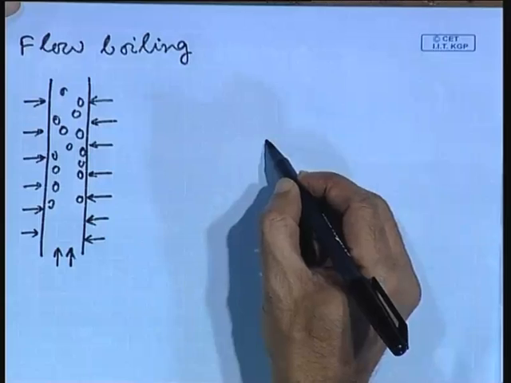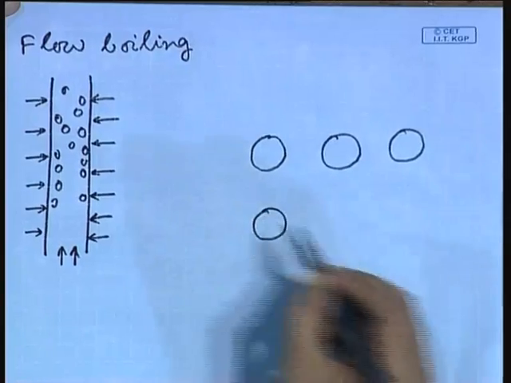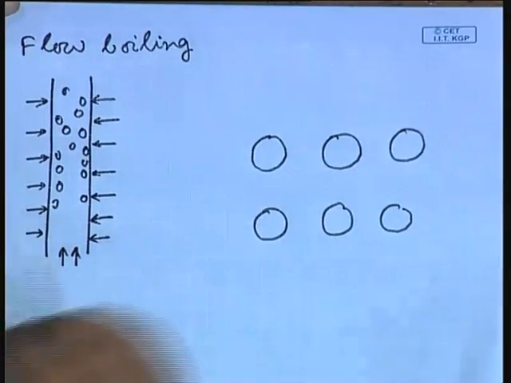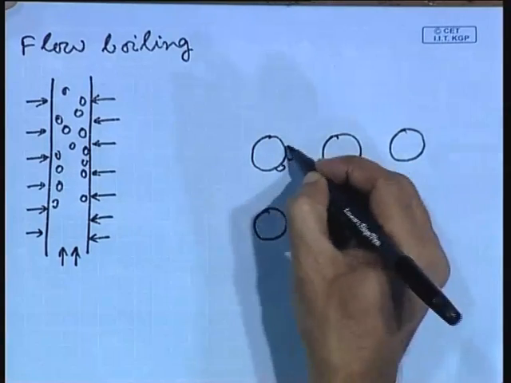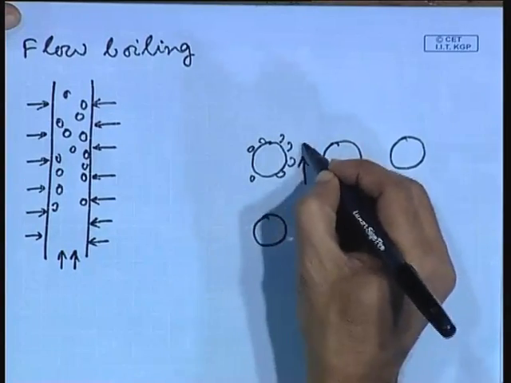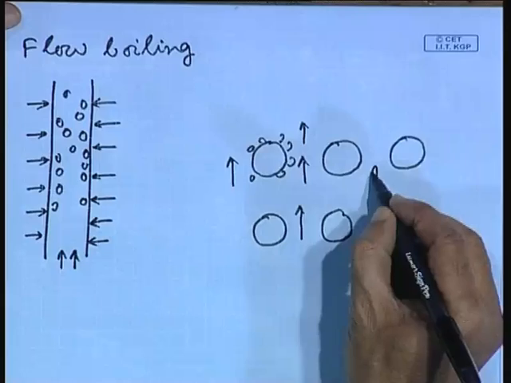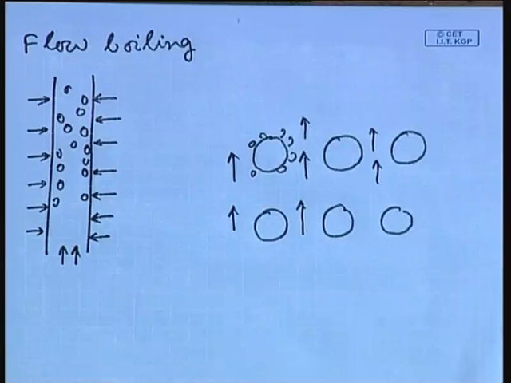There could be other examples. Let us say we have a shell and tube kind of heat exchanger, and through the tube some hot fluid is passing, maybe some hot gas; it is steam generation by some sort of waste heat. Outside we have the fluid, maybe water. Boiling will take place outside, but there is a motion of fluid. So, this is again an example of flow boiling. And it goes without saying that the applications of flow boiling are many more compared to pool boiling in our industrial practice.